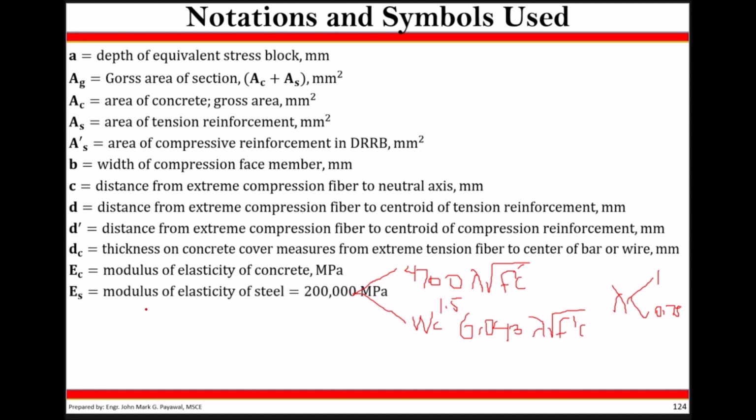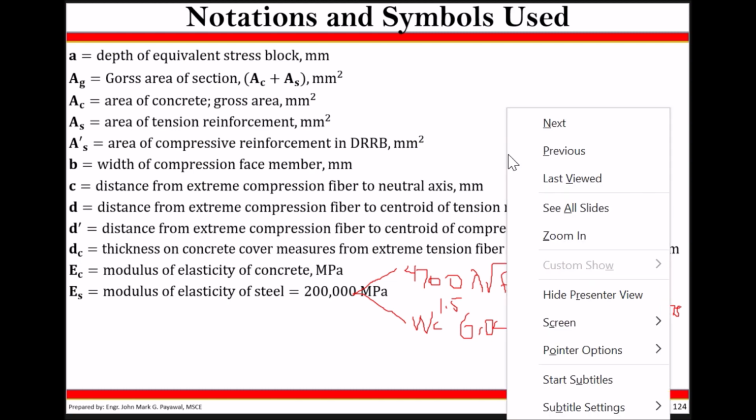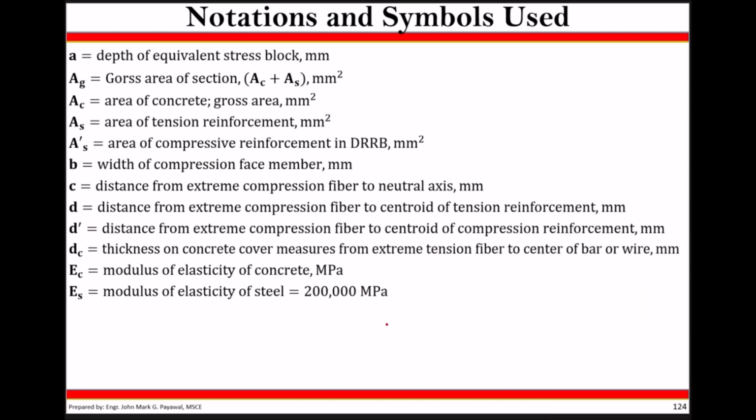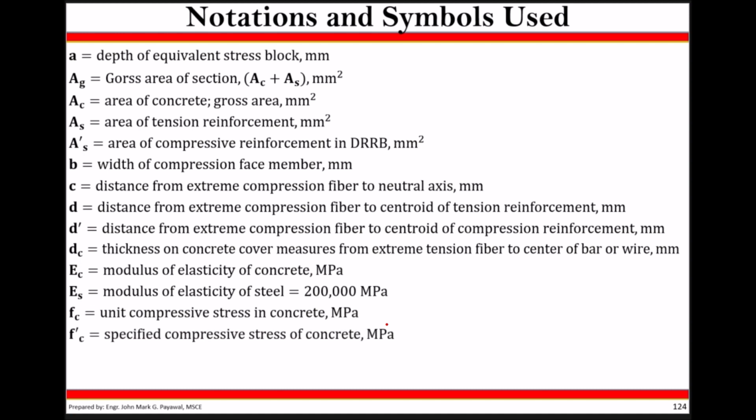Next is your E sub S. From the code, the modulus of elasticity for steel is assumed to be equal to 200,000 megapascal. Just a review, and we have already mentioned that in our previous discussions. F sub C is the unit compressive stress in concrete, measured in megapascal also. Recalling, Fc prime would be the specified compressive stress in your concrete. Megapascal is the unit. Mostly, it is determined by a laboratory test on the 28th day. Okay, because on the 28th day, it is assumed that your concrete reached its maximum compressive stress.